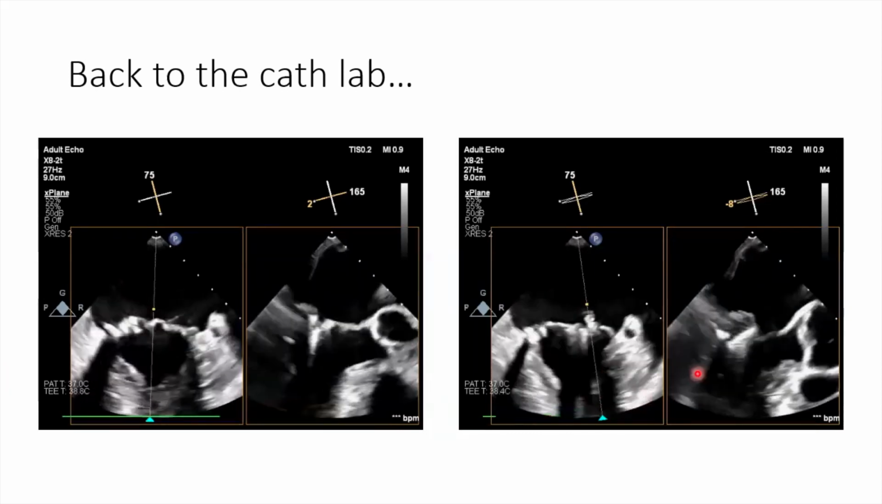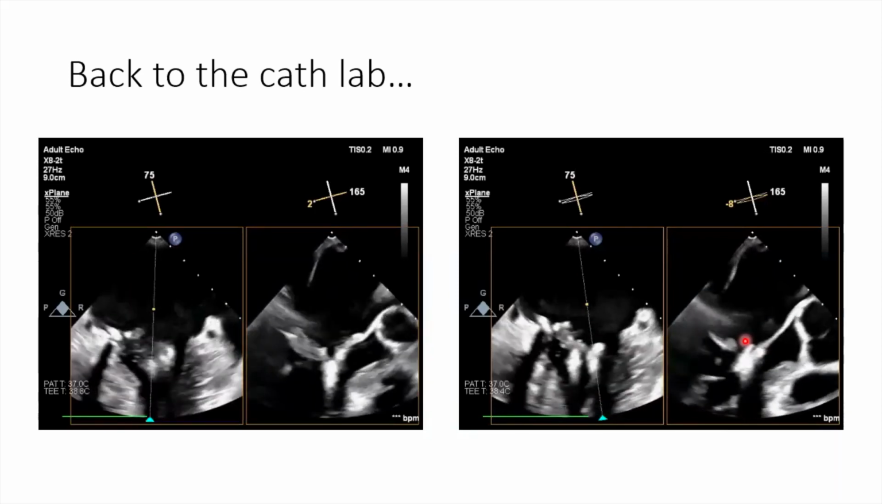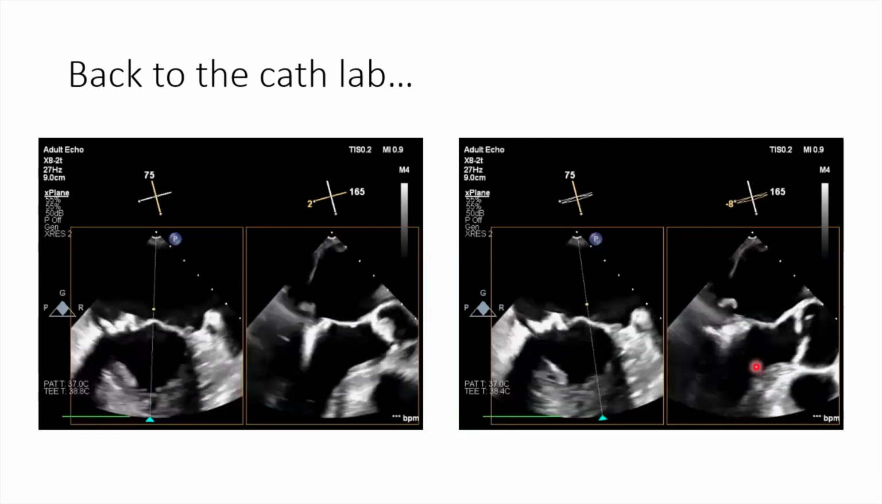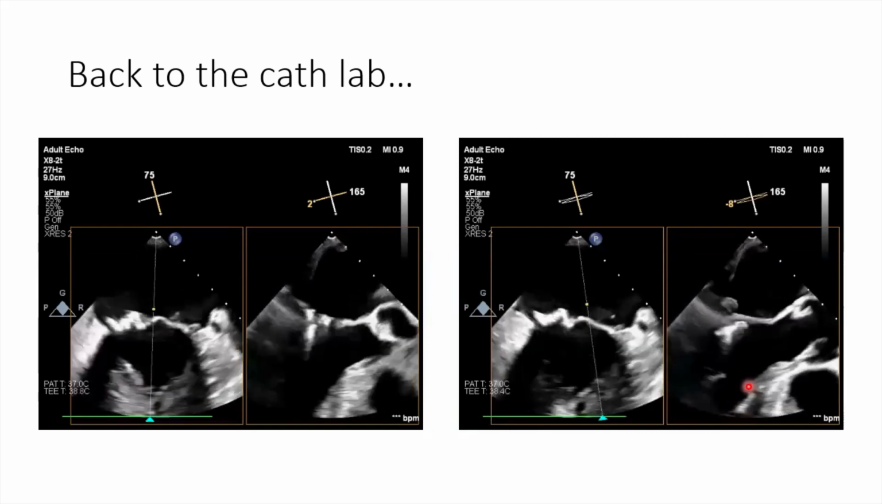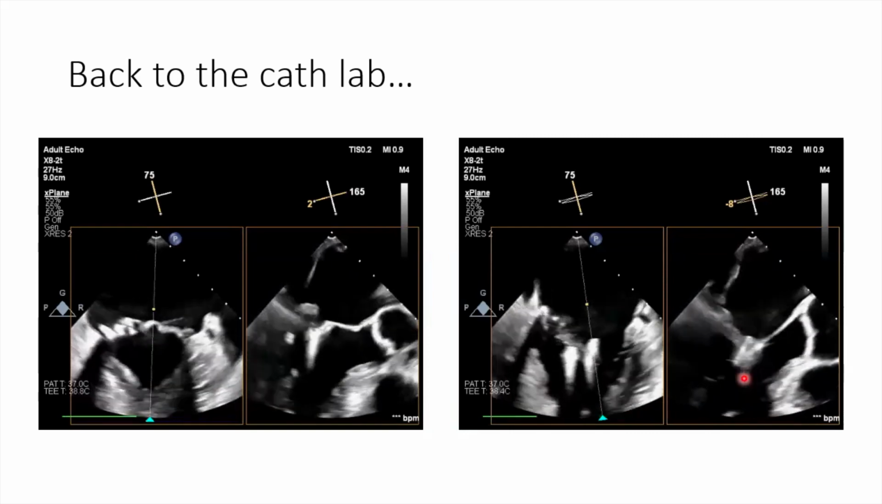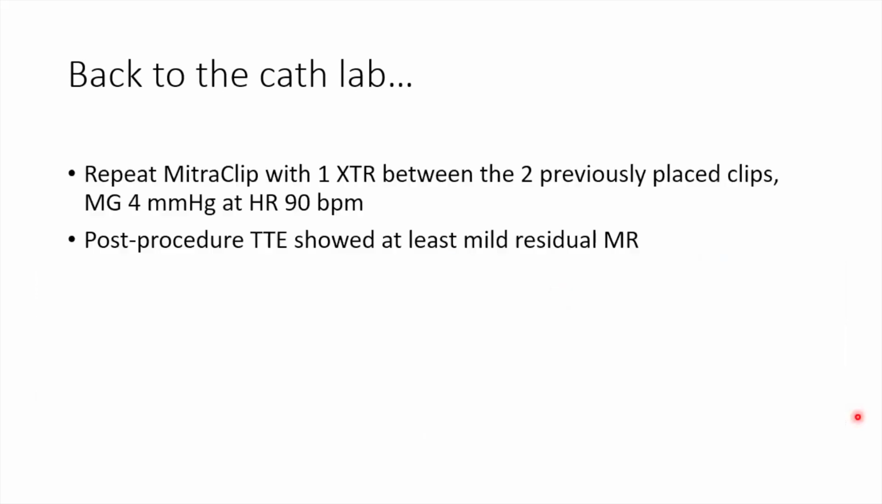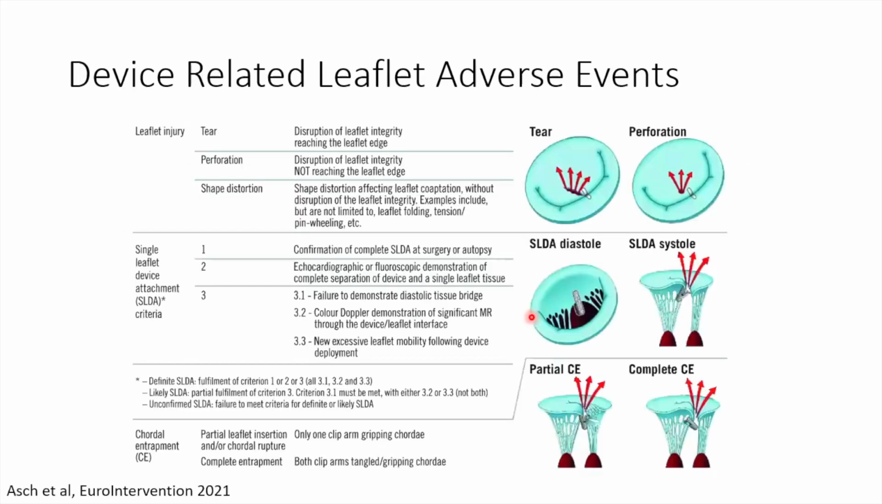But then on the lateral clip, when they explant, you can see that part of the posterior leaflet is actually prolapsing again. And there's this gap that suggests that it's no longer attached to the leaflet itself. And interestingly, this lateral clip was actually attached to the chordal apparatus. And so I think this highlights some of the other ways that, SLDA is one of them, but you can also have chordal attachment as a result of leaflet detachment. So he ended up back in the cath lab, and then he had a repeat mitral clip placed, actually between the two previously placed clips. It was an acceptable gradient, and the mitral regurgitation went down to mild residual.